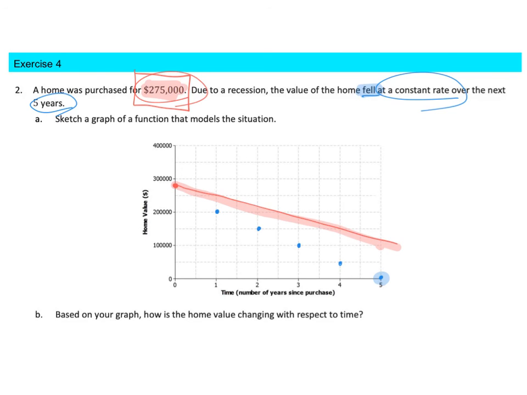So it says, based on your graph, how is the home value changing with respect to time? Basically, our graphs should just show that it decreases. Decreases over time. Okay, because it is a recession. And that's all you had to really do here. No actual math, just showing that the line decreases. Moving on.